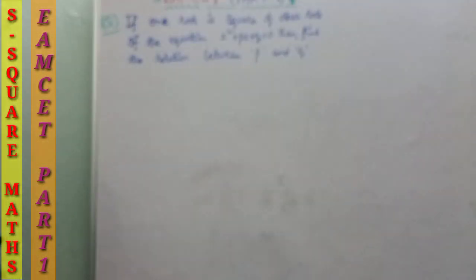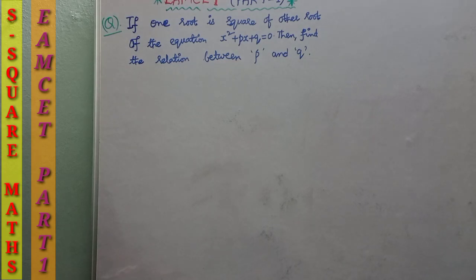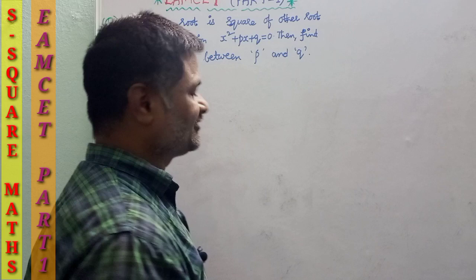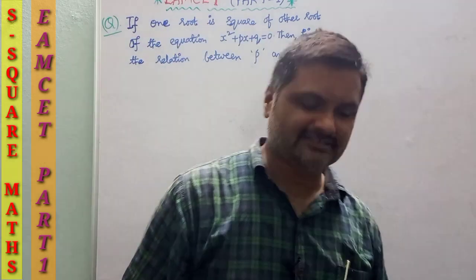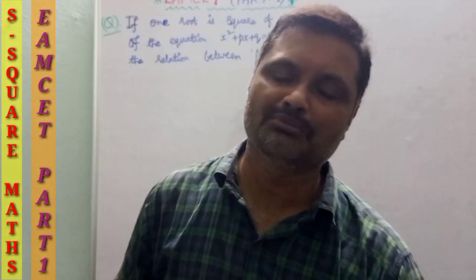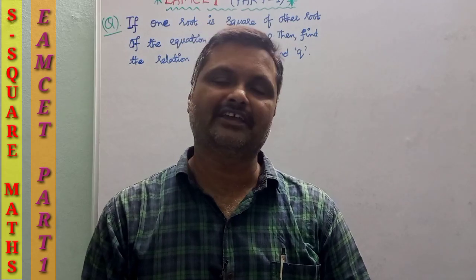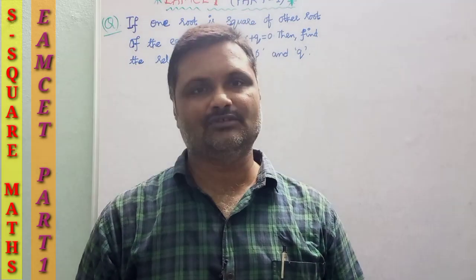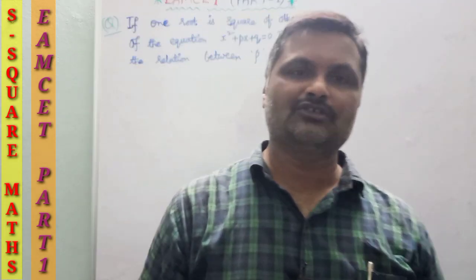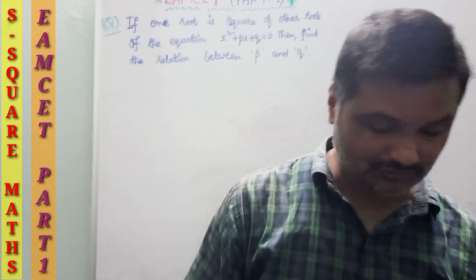If one root is the square of the other root of the equation x square plus px plus q is equal to 0, then find the relation between p and q. This type of problem has much importance for competitive examinations, so don't panic seeing the question. Let us start now.